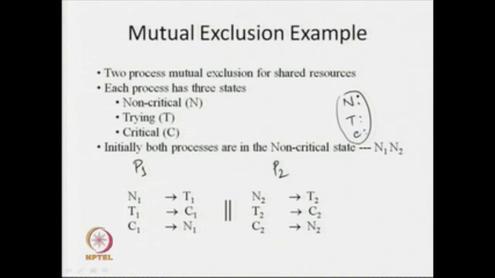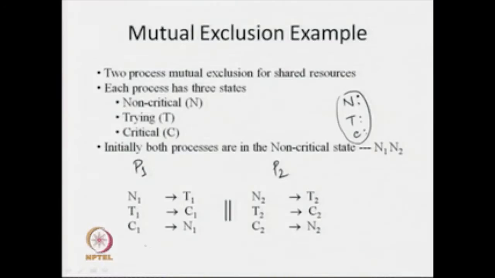Once its job is over, then what will happen? Now, it will come out from the critical section to the non-critical section, that means it is going to do the other normal execution. So, this is the transition of our process P1. Similarly, for process P2 we have similar transitions: N2 to T2, T2 to C2 and C2 to N2. So, these are the possible transitions that we have for process P1 and process P2.